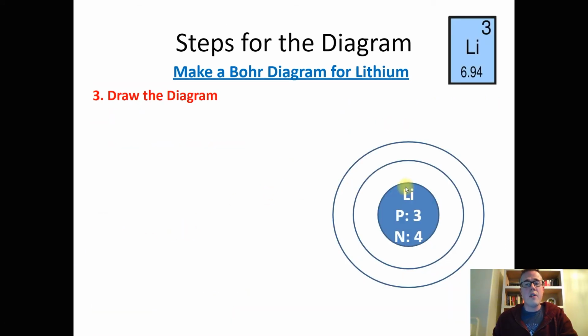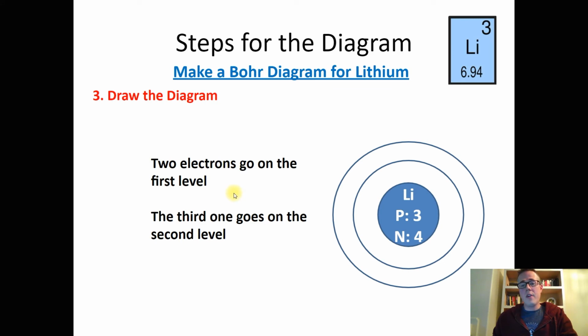So I've already got it started for you on your paper. We always put the protons and the neutrons in the center, and sometimes if we're lazy we might just put the symbol, because the Bohr diagram is really mostly about the electrons. Then we have to start filling in the electrons, and we just use dots for these. So we're going to put 2 electrons on the first ring, and then 1 on the second ring, and we are done.